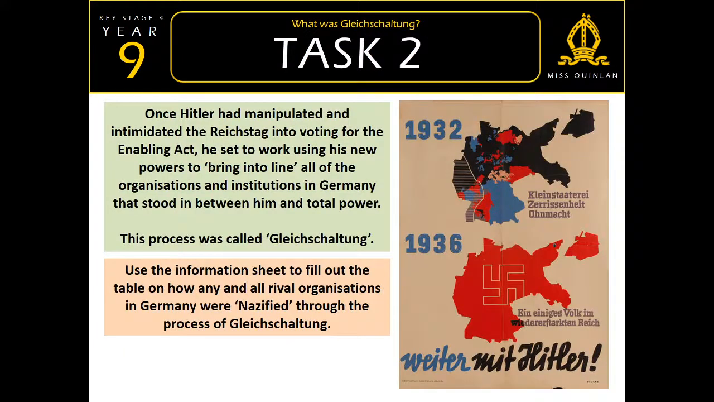So, what you're going to do today is look at what Hitler does to each of those institutions, so to the trade unions, to the press, and so on, and you're going to tell me how he Nazifies them. You can see here this poster shows you how that changed. Lots of different parties and political groups in Germany were transformed into just one Nazi superstate. That's what we're going to look at today.